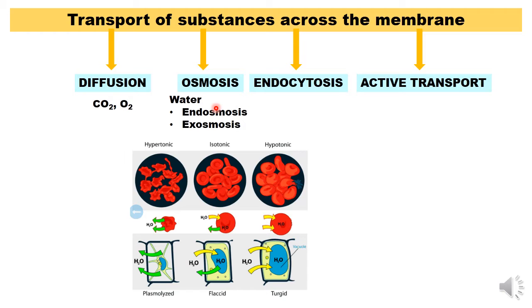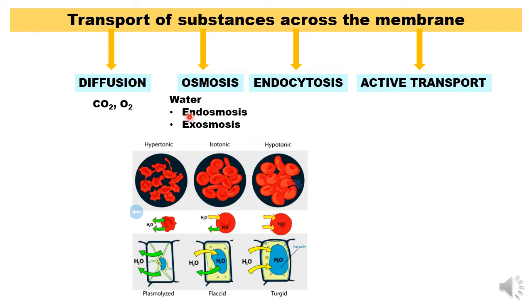If the cell is placed inside a hypotonic solution, then the total movement of water molecules, that is net movement, will be towards inside the cell. Remember, water will leave the cell as well as enter the cell, but more water will enter the cell than will leave it. So as a result, the total volume of cell will increase or the cell will swell up.